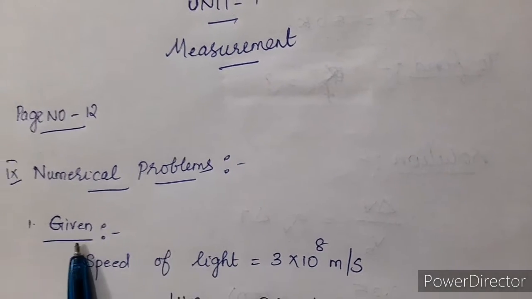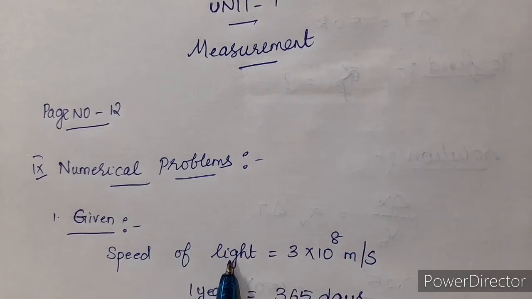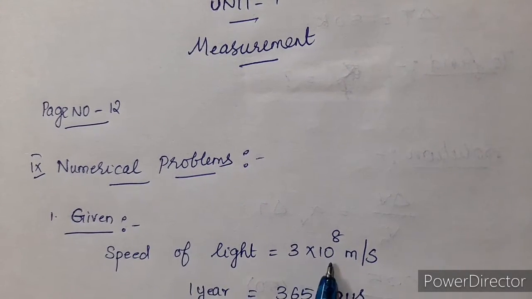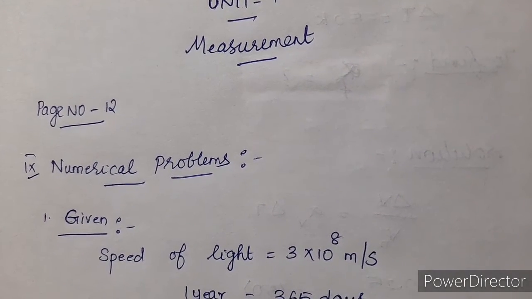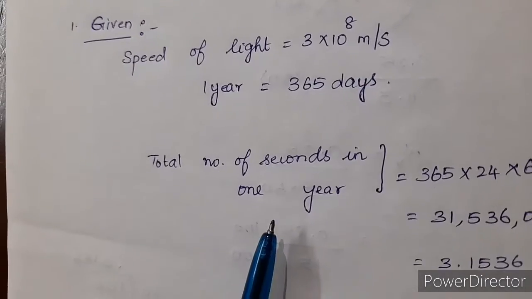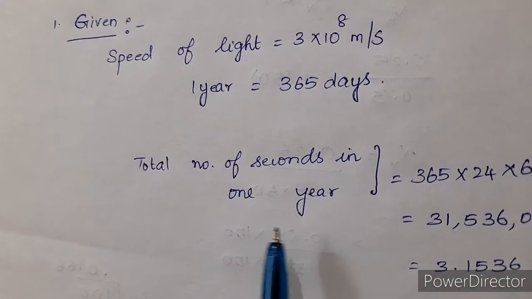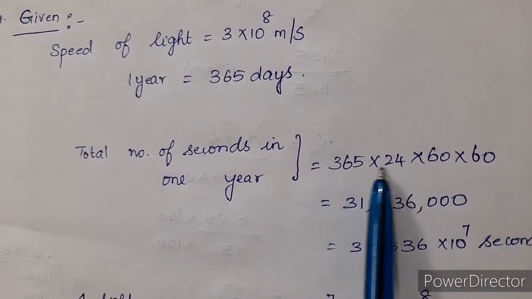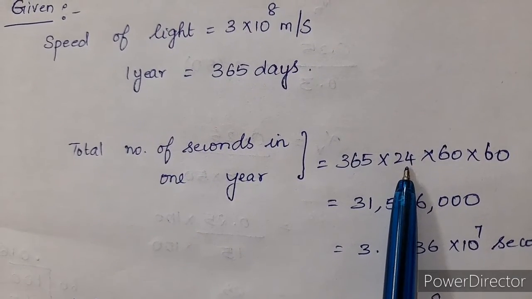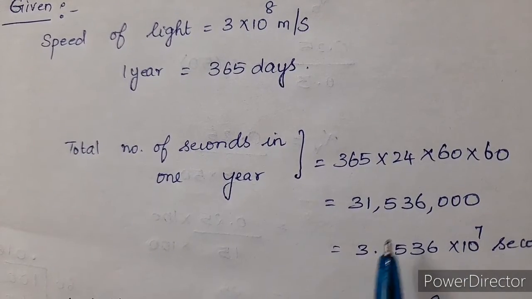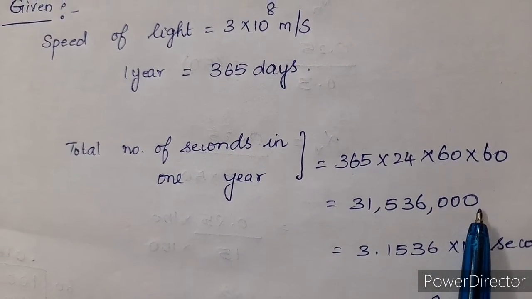Now what is given, children? The speed of the light. We know the value, isn't it? Speed of the light is equal to 3 into 10 to the power of 8 meter per second. Now 1 year consists of 365 days, isn't it? Now we'll calculate how many seconds are there in 1 year. So this is 365 into 24 hours into 60 minutes into 60 seconds. So when you multiply, you will get this answer.